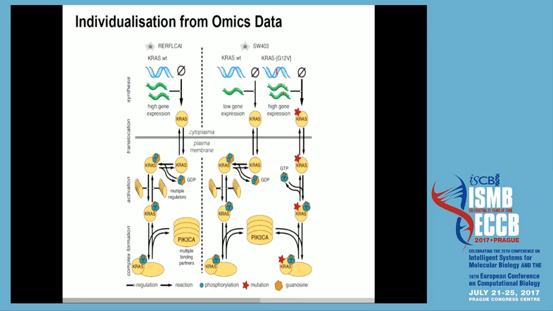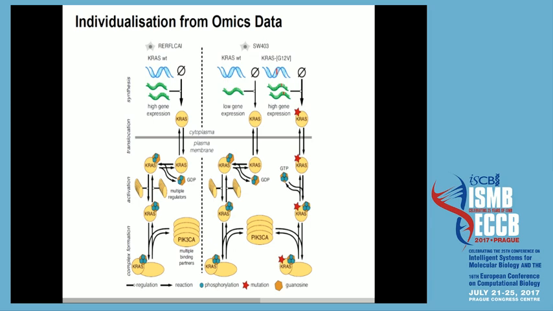So here we have the example of two different cell lines. The first cell line has a wild-type KRAS, and here the gene expression level defines the protein synthesis rate of KRAS. And then you have subsequently all the different biochemical reactions.